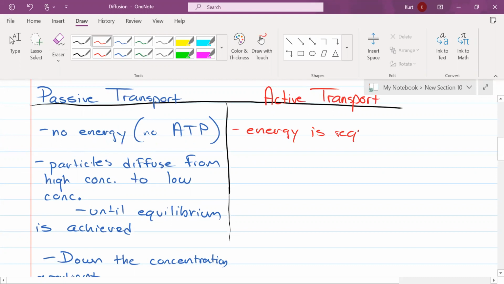If I were to go paddleboarding and I had to paddle against the wind and the current, I'm in for a workout. Because I'm going against the wind, I'm going against the current. I could be swept out to the bay if I don't paddle hard enough. I'm going to need that energy. In this form of transport, particles diffuse from a low concentration to a high concentration, so it's reversed.